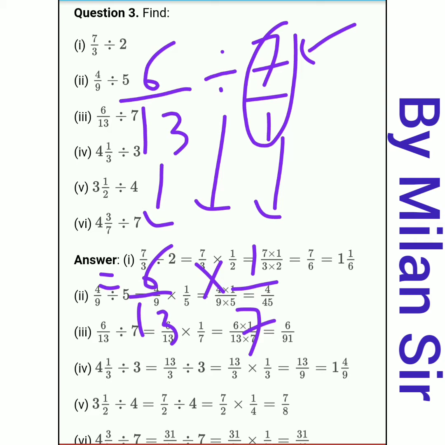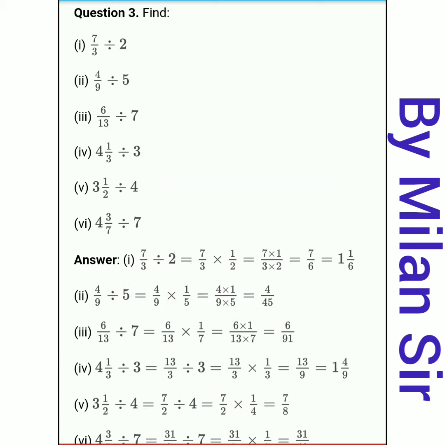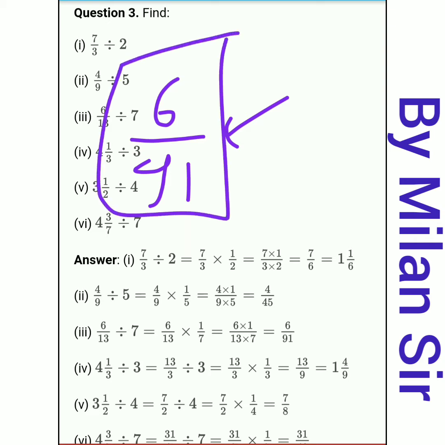Here we cannot cut anything in the numerator and denominator, so directly we need to do the multiplication process. In the numerator, 6 ones are 6, and in the denominator, 13 multiplied by 7, so 13 sevens are 91, right? So our answer is 6 divided by 91. This is a proper fraction, right? Because the denominator is greater than the numerator, so we cannot convert this into a mixed fraction. So this is our final answer, 6 divided by 91.